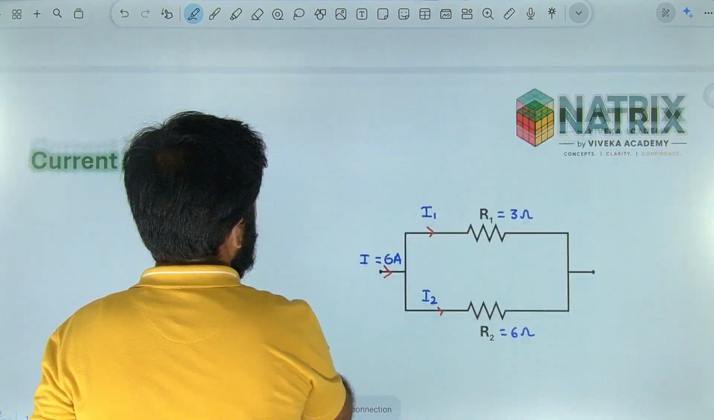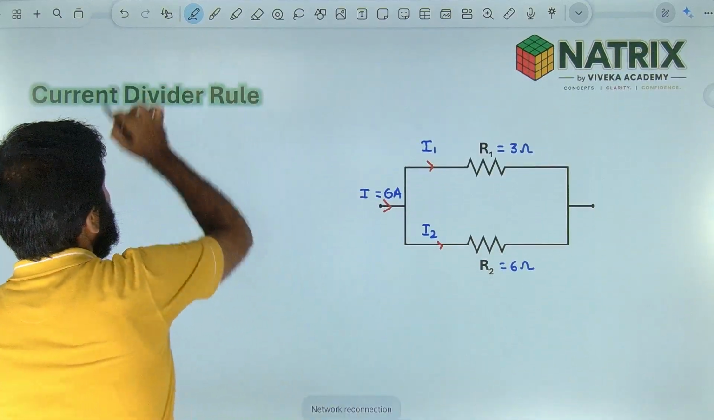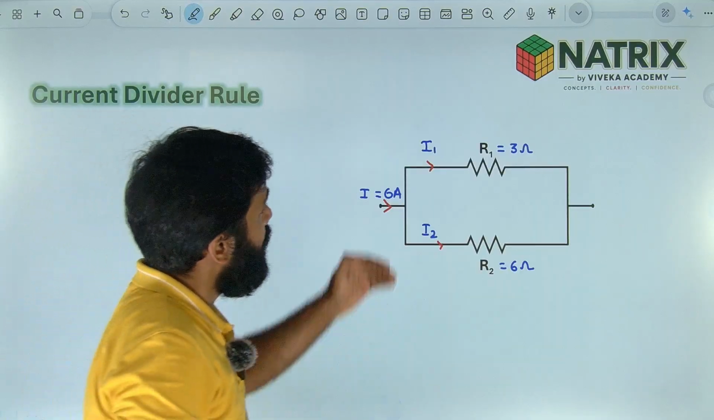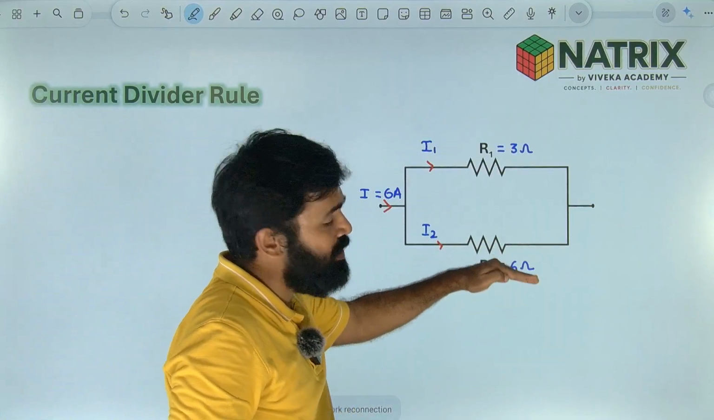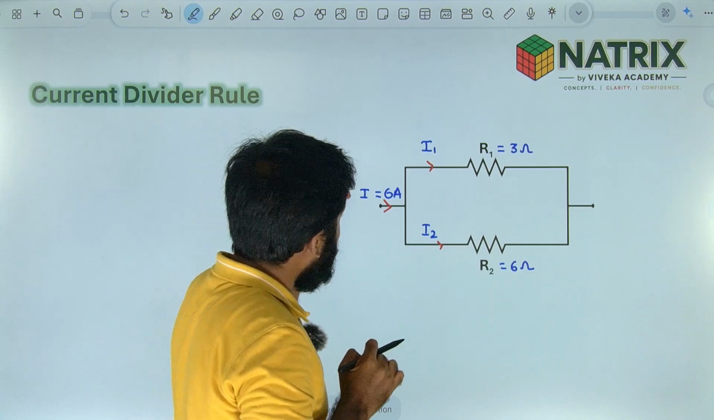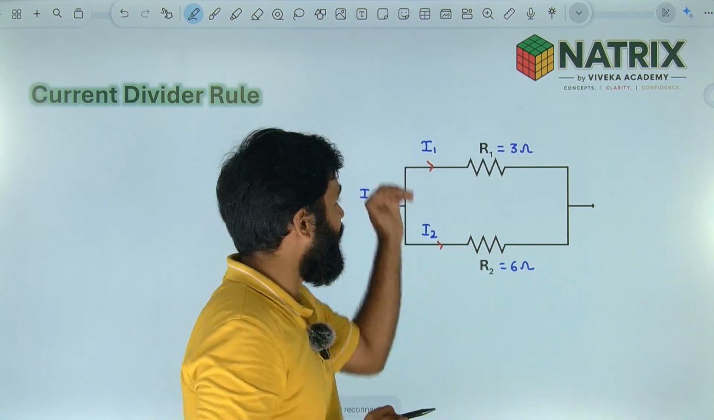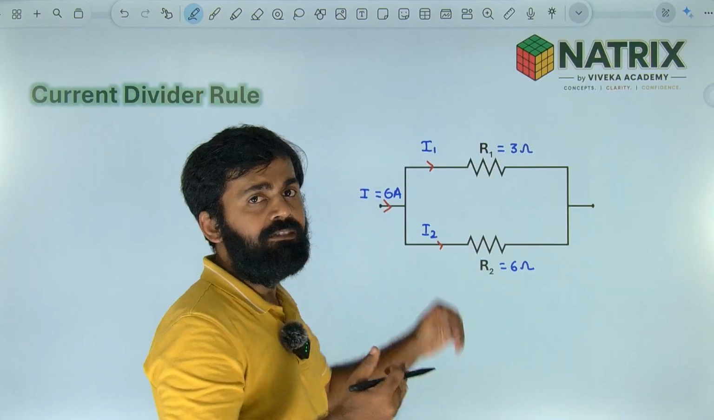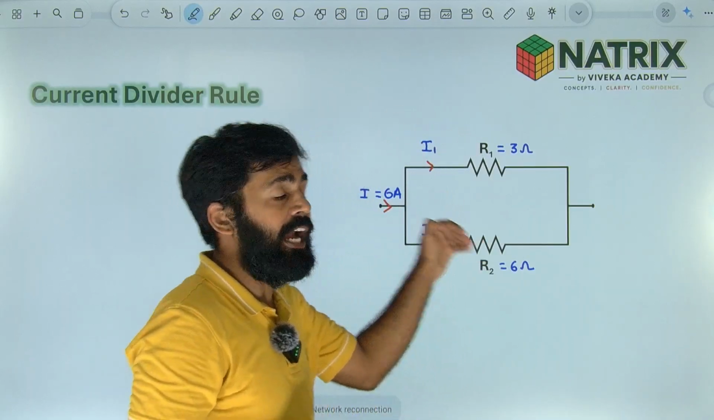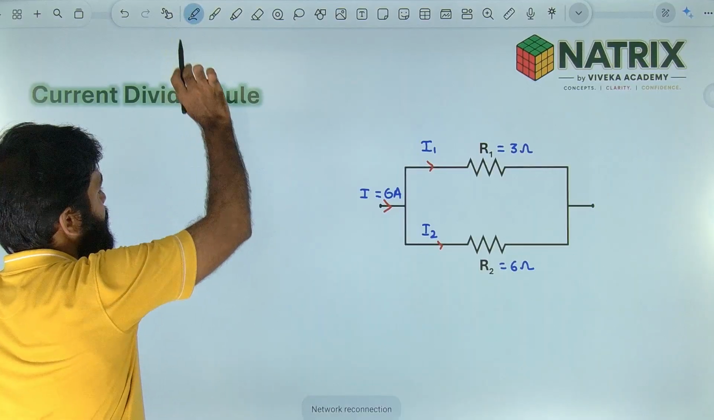Let's take a problem here. Yes, here you can see I have just taken one problem. Resistors are 3 ohm and 6 ohm. They are connected in parallel. When the current of 6 amperes enters here, in what ratio are the currents divided? Or I want to find the values of basically I1 and I2. Now how can I do this here? Let's understand this.